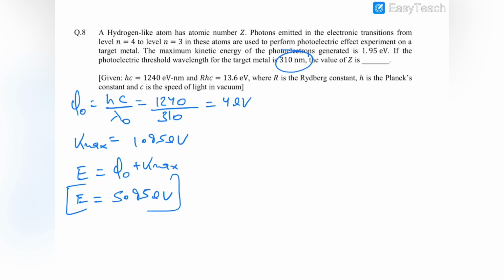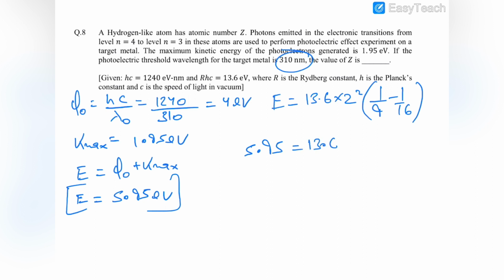Now this is E, and we know that these photons are emitted from an atom in the transition 4 to 3. So this would be 13.6 into z square into 1 by 9 minus 1 by 16, and this is 5.95, which is 13.6 into z square into (16 minus 9) upon (16 into 9).